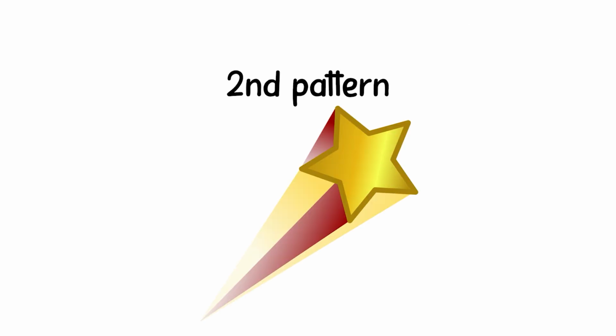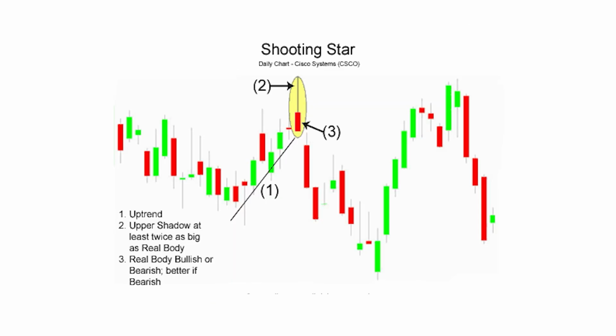Second pattern, the shooting star. This is the opposite of the hammer. It has a small box at the bottom and a long stick pointing up. This forms at the top after a stock has been climbing.